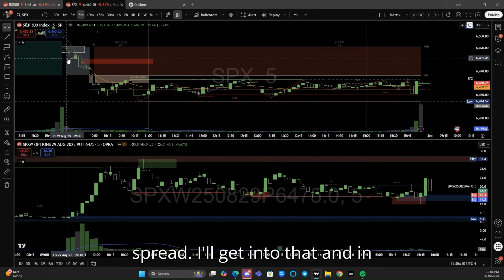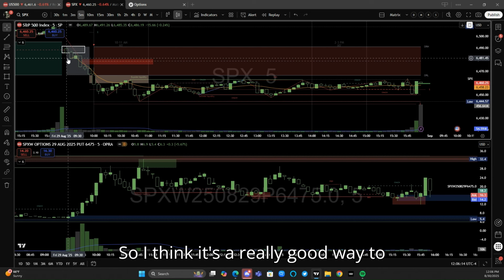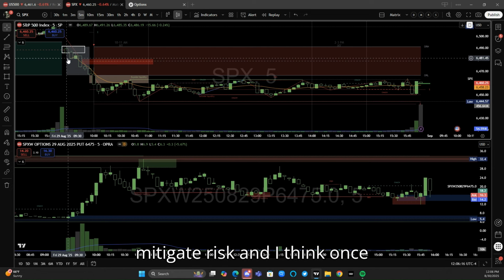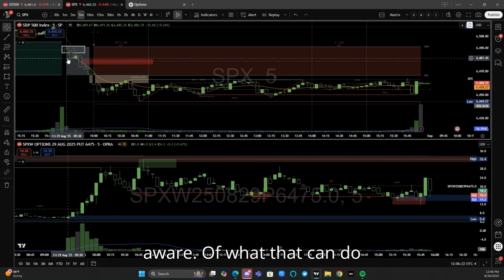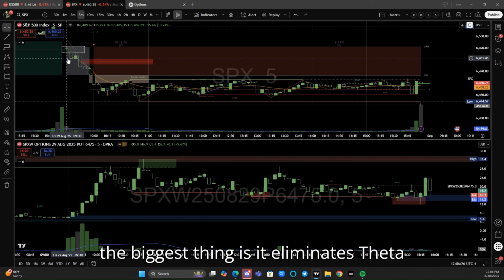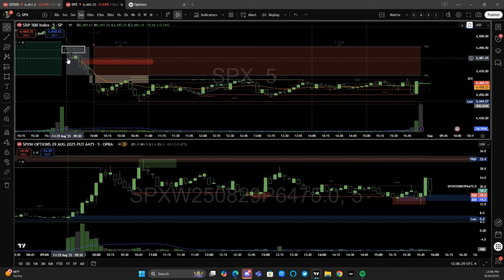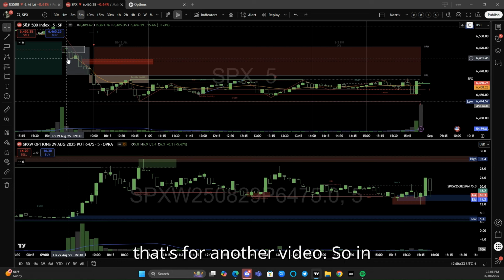I'll get into that in another video. I'm going to go over spreads because I think it's a really good way to mitigate risk. I think a lot of people are not aware of what that can do for you, it can really be eye opening. And the biggest thing is it eliminates theta when you're able to trade spreads. But that's for another video.